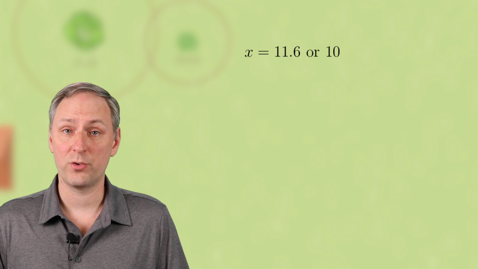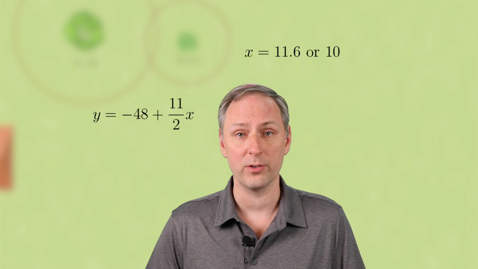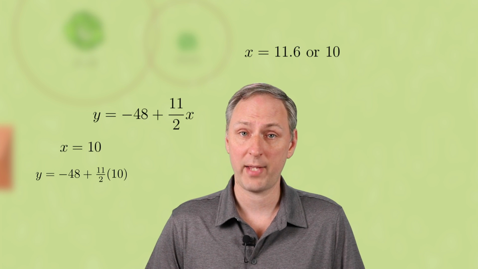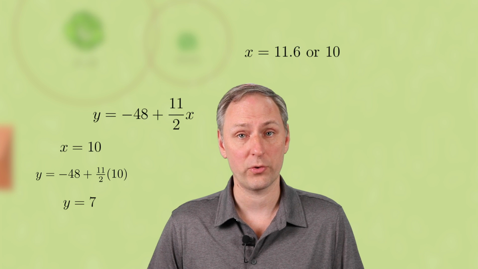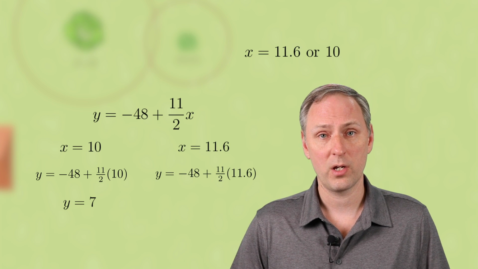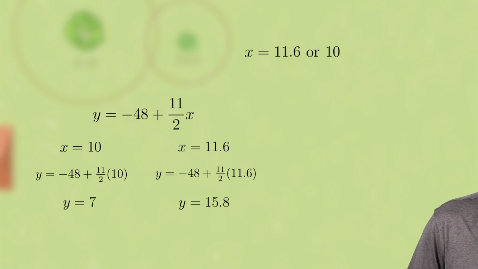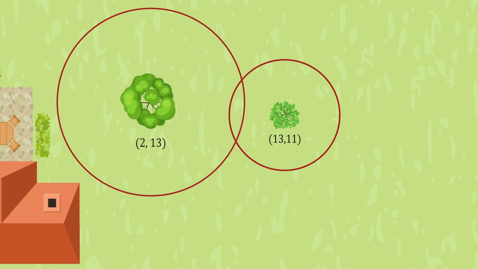We can then substitute both numbers into our combined equation to find the y values. For x equals 10, we get y equals 7. For x equals 11.6, we get y equals 15.8. And that gives us our two answers, 10, 7, and 11.6, 15.8.